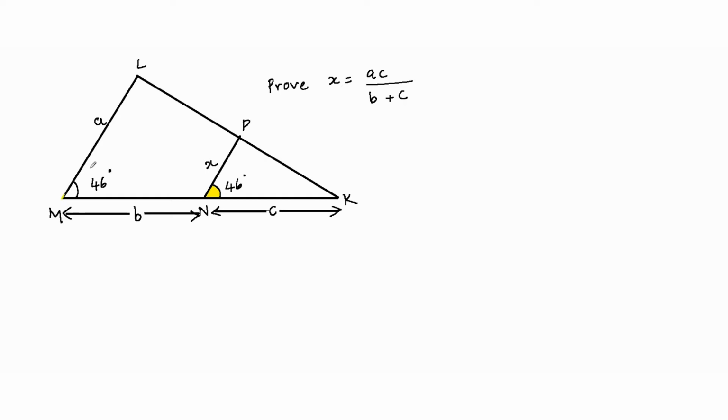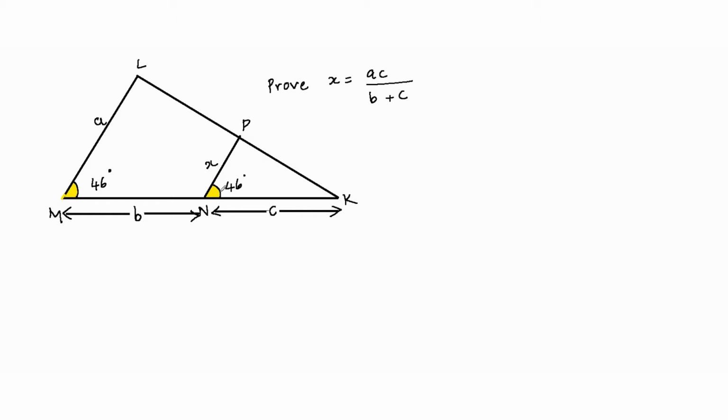In this section, we are going to solve a few questions based on similarity. It is given that in this particular figure, these two angles are equal to 46 degrees, and the measurements are given. LM is equal to A, PN is equal to X, MN is equal to B, and NK is equal to C. We have to prove that X is equal to A into C divided by B plus C. So this is what we have to prove in this particular question.